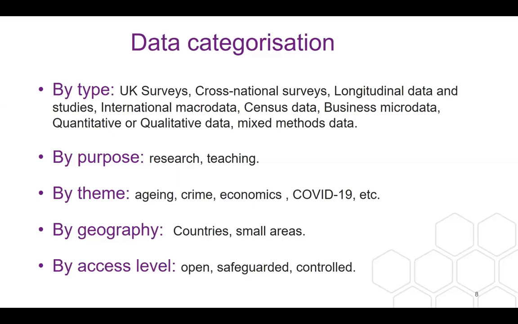The data we offer can be categorized in different ways, and our website has been designed to enable you to access the data you require in the most straightforward way. One of the main ways we categorize our data is by type. So we have UK surveys, cross-national surveys, longitudinal data and studies, among others. Another way we categorize our data is by purpose. So we have data for research purposes and for teaching purposes.